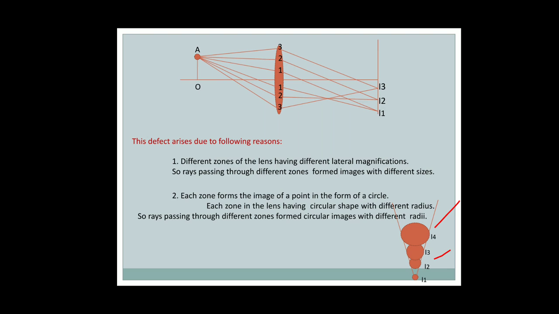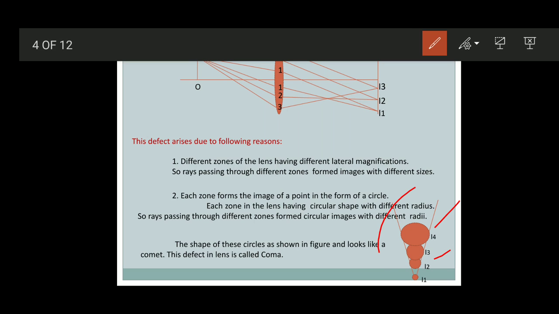The second one is that each zone forms the image of a point in the form of a circle, because in a lens the zones have circular shape, so the images are also circular. Each zone in the lens has a circular shape with a different radius. So passing through the different zones forms circular images with different radii. This type of defect is called coma because the image is just like a comet.